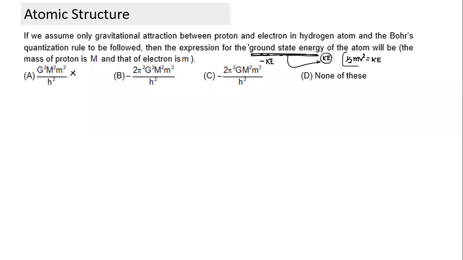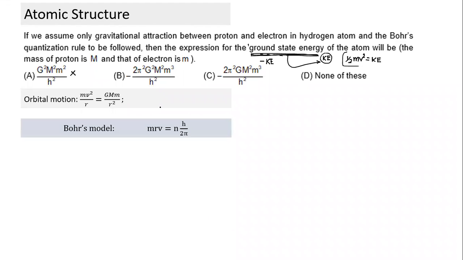Can we easily solve it? What is the method? Two equations. Which are the two equations? One is orbital motion: m v square by r is equal to the gravitational force of attraction. Two masses. Which are the two masses here? Mass m and m, the mass of proton and the mass of electron. We are ignoring Coulomb's force, since only gravitational force acts, hence we have not written it. This is one equation. The second equation is Bohr's model: m r v is equal to n h by 2 pi.